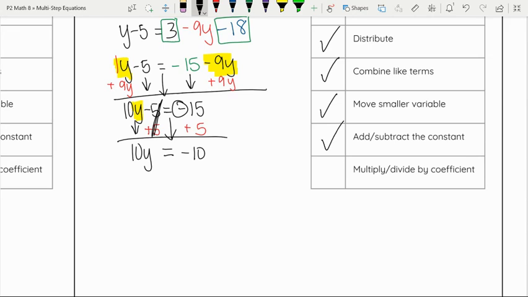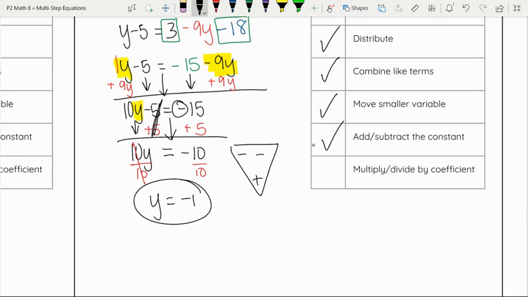Finally, we need to multiply or divide by the coefficient. In this case, we are dividing by 10 on both sides. 10 divided by 10 is 1, so we get y equals negative 10 divided by 10 is negative 1. We can use a Dorito here, right? This 10 is negative. This 10 is positive, so my answer should be negative.